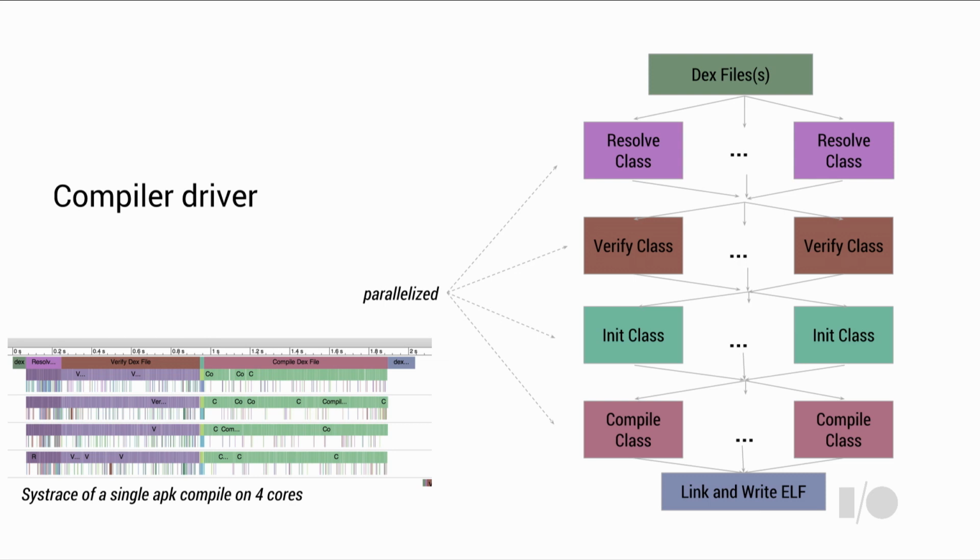One other thing we do: there are cases where we have failures during verification. So for example, if you install an APK that's meant for the L release on KitKat, you may reference new APIs from the L release.